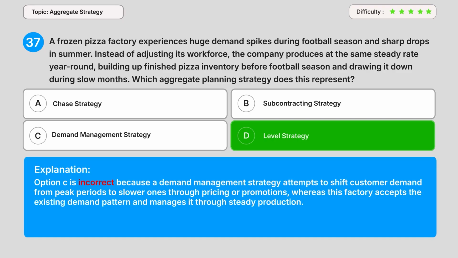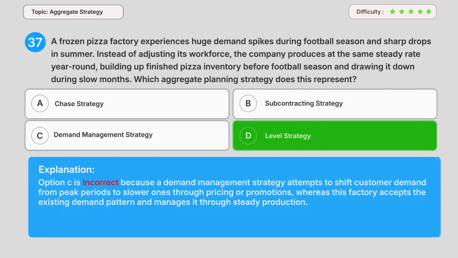Option C is incorrect because a demand management strategy attempts to shift customer demand from peak periods to slower ones through pricing or promotions, whereas this factory accepts the existing demand pattern and manages it through steady production.